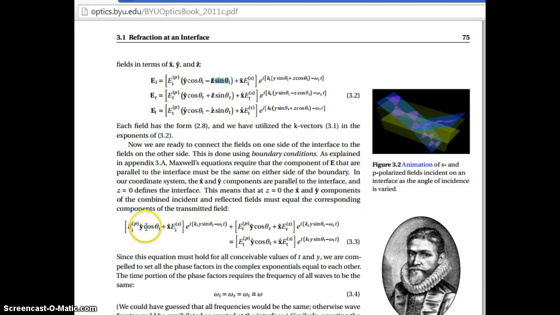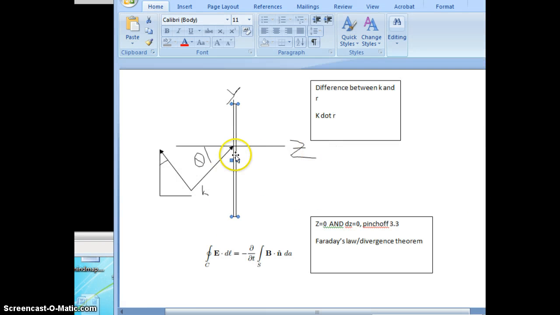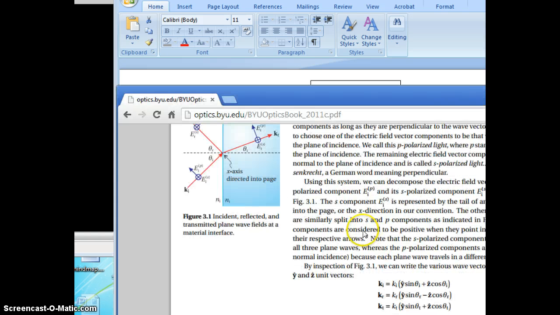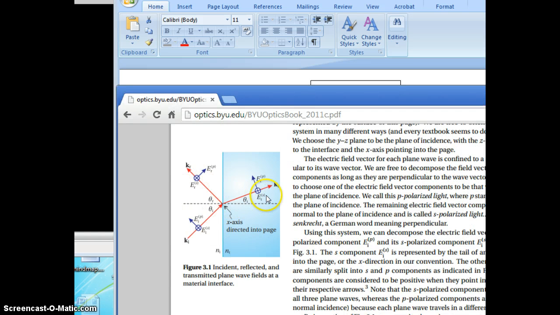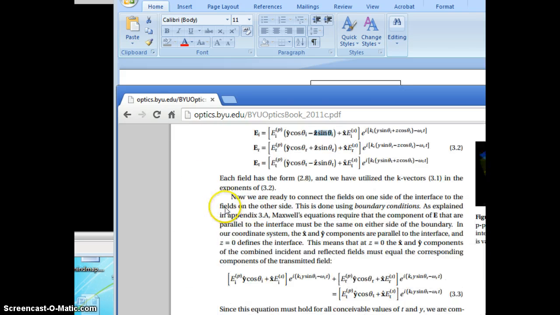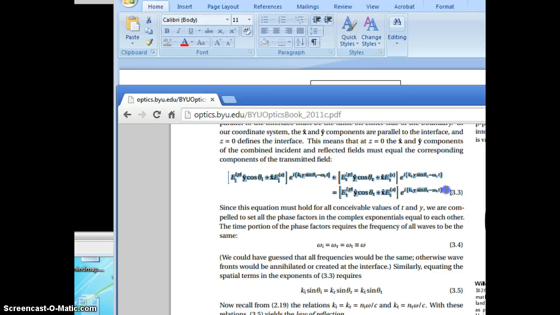So now, because we've done the pinch off, we're saying that the parallel components, the y-axes, on the left are equal to the parallel components on the right. We don't have to worry about the perpendicular components that we had before. So the parallel incident plus reflected equals the amount of electric field on the transmitted side of the interface, and that's why we have this equality there.